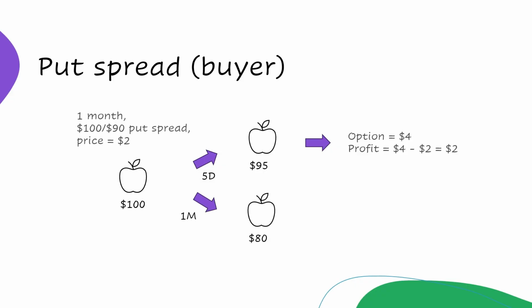If Apple goes down to $80 after 1 month, the payoff of the put spread will be just the difference between higher and lower strike, which is $10. This is because Apple is lower than the lower put strike of $90. Therefore, the profit for the trader will be $10 of option payoff minus $2 of initial premium.